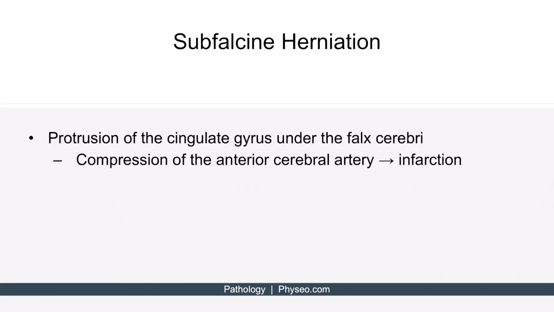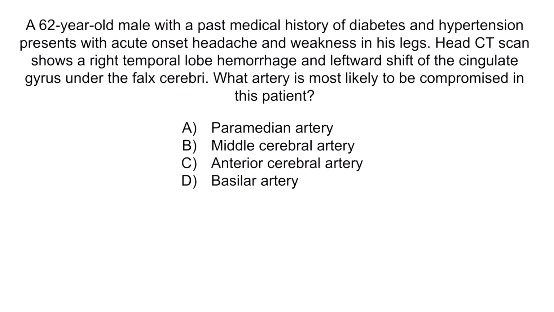Again, a subfalcine herniation is a protrusion of the cingulate gyrus under the falx cerebri. And when this occurs, it may compress the anterior cerebral artery, resulting in infarction. And when the infarction of the ACA occurs, patients may experience contralateral leg weakness. A is wrong because the paramedian artery is located near the foramen magnum, and the rupture of this artery is associated with uncal herniations, not subfalcine herniations.